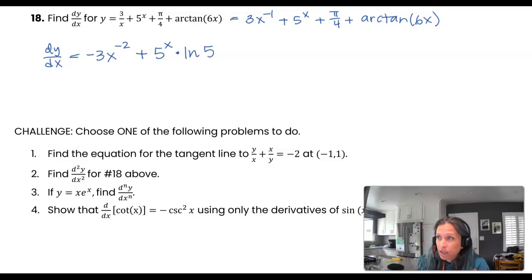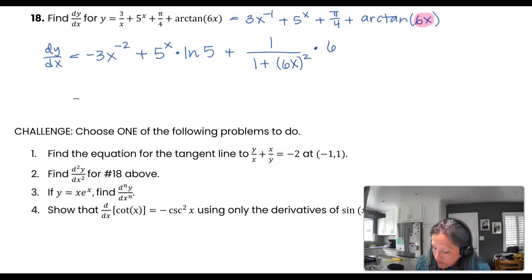Pi over 4. I know it scared us, made us think we were going to have to do some trig, but pi over 4 is just a fancy constant, so derivative of that is 0. And then we have our derivative of arctan. And the derivative of arctan is 1 over 1 plus stuff squared. So in this case, we have to recognize that our arctan does indeed have something more than just an x as its argument, which also means that I need to have the derivative of that stuff as my tail.